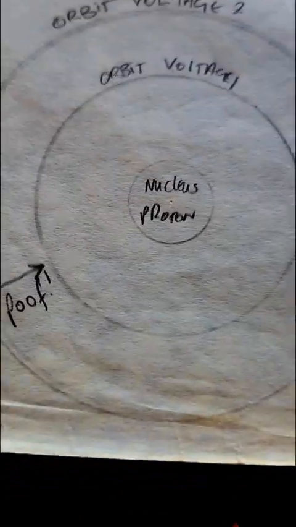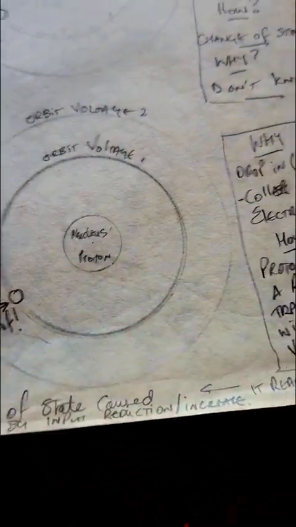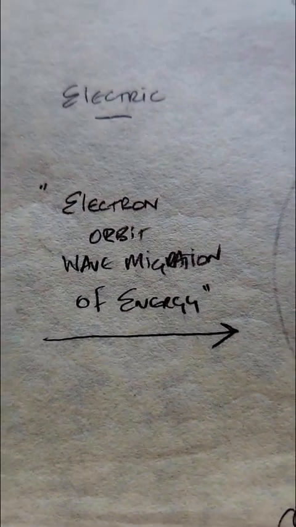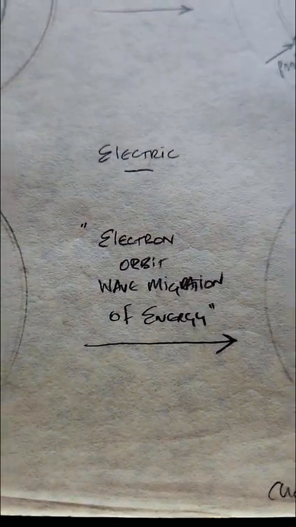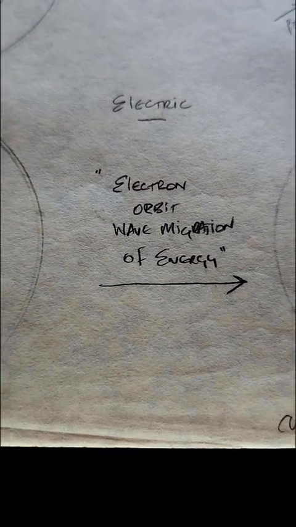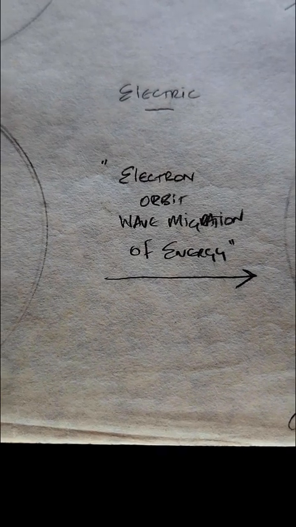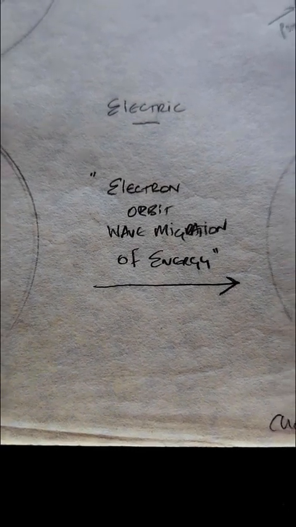Same thing over here, so it says poof from orbit 2 to orbit 1, or as I say, it could go from orbit 1 to orbit 2, which is how I've normally spoken of it. But what's my explanation? So for an electric atom, an electron orbit waveform migration of energy. And that's because it formed a vortex to get from orbit 1 to orbit 2.